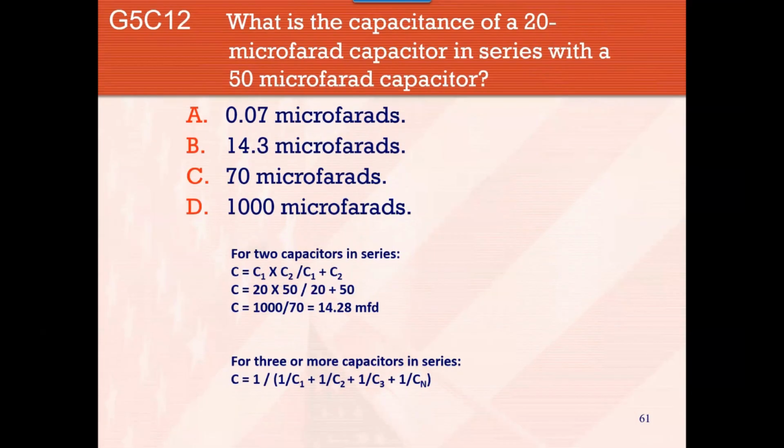Now we're in series. We got to watch out for this. Like resistors, we've got to do the 2 this way. C1 times C2 over C1 plus C2. So we do the math on that. We come out at 14.28, which is closest to the 14.3.